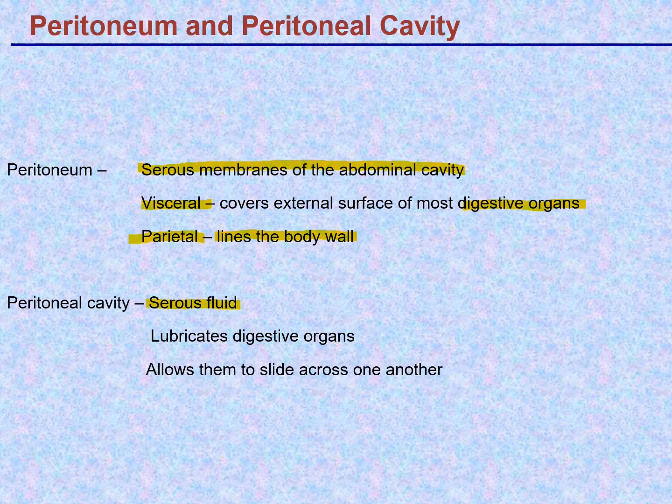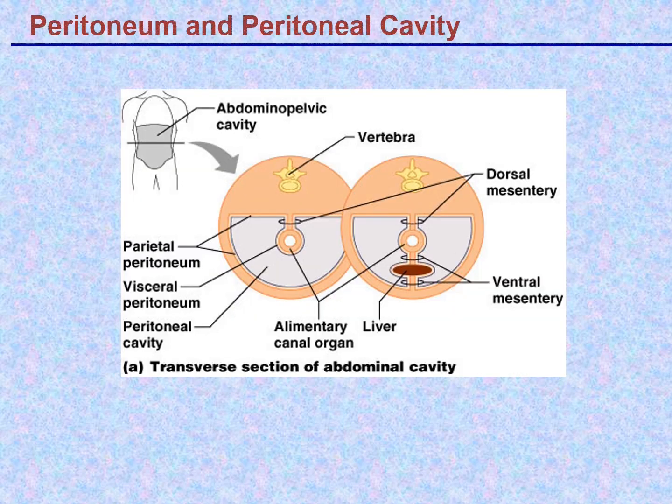They lubricate not the space of the digestive organs, but the outer surface of the digestive organs, so that everything is nice and slippery and nothing is sticking to each other. They slide across each other. This shows you the parietal peritoneum on the wall and the visceral peritoneum on the surface of the organs.